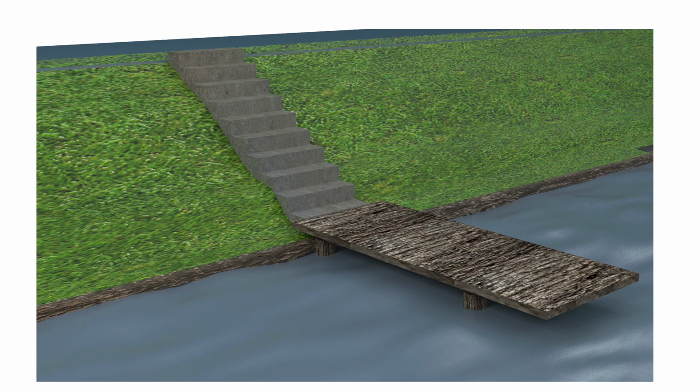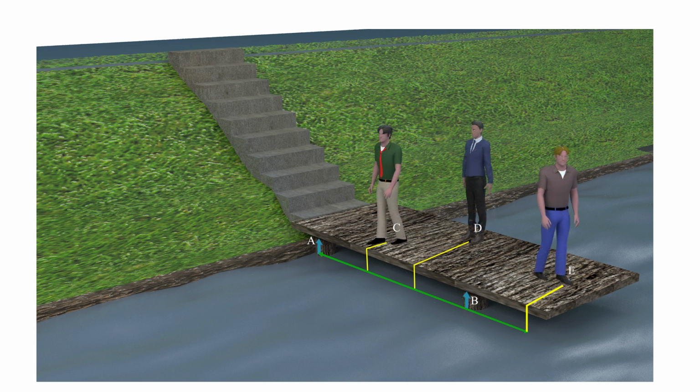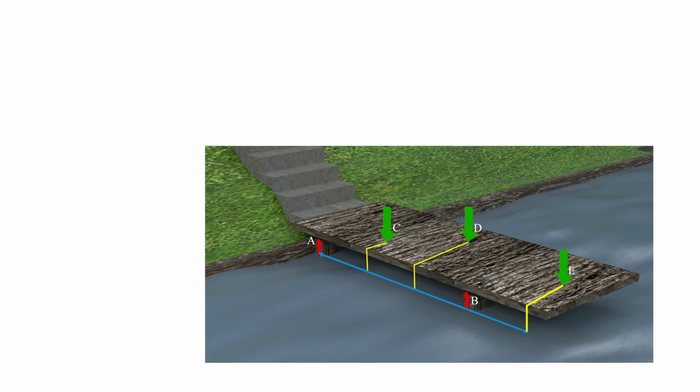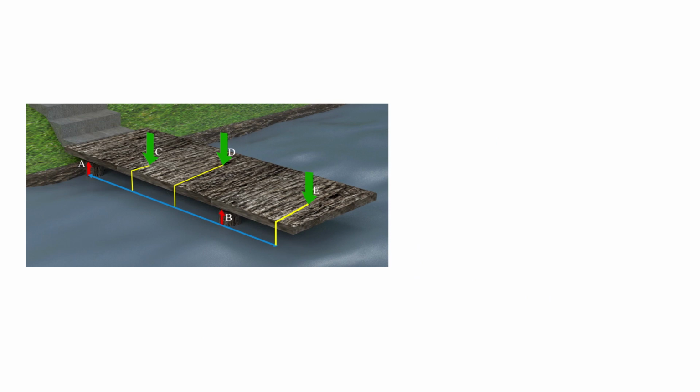In order to understand the concept of point of contraflexure and points of zero shear force, consider the example as shown. Consider people having weights 50 kilograms, 80 kilograms and 40 kilograms occupying positions on the key as shown. If the free body diagram of the system is considered, the forces act on the key as shown.